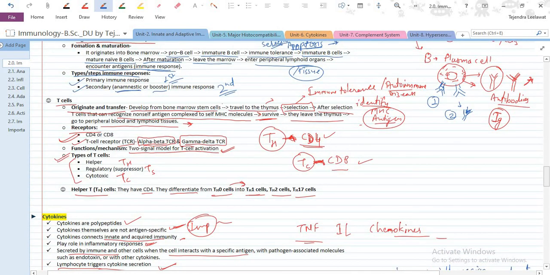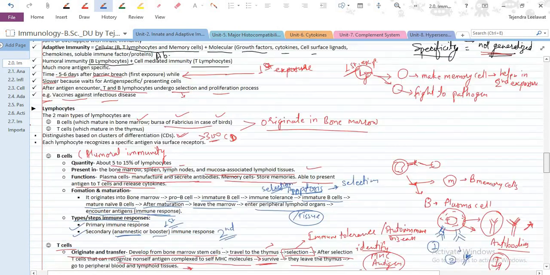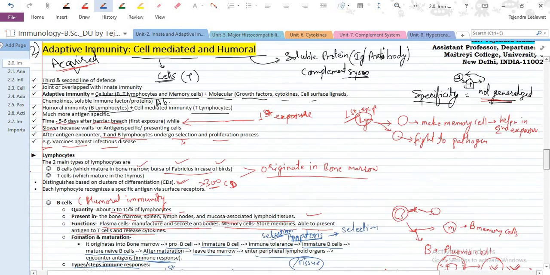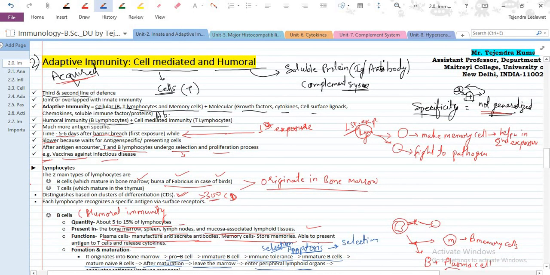This was about adaptive immunity, and I hope you have understood all these things very clearly. If you have any doubt, then please let me know. Okay, thank you so much.